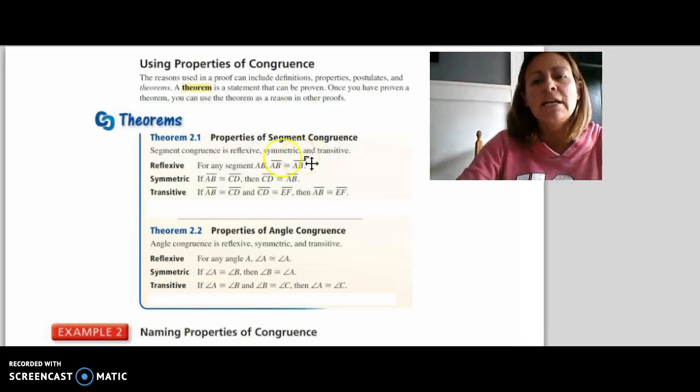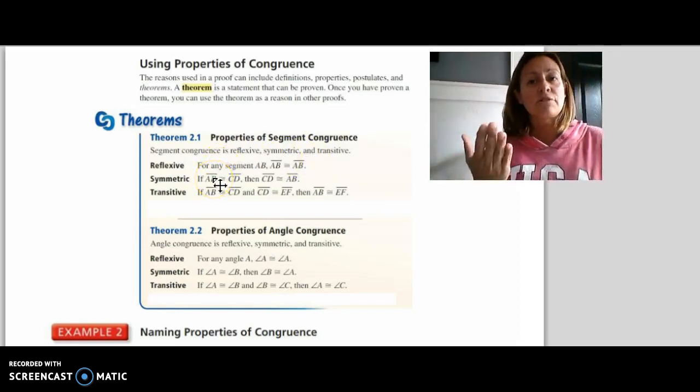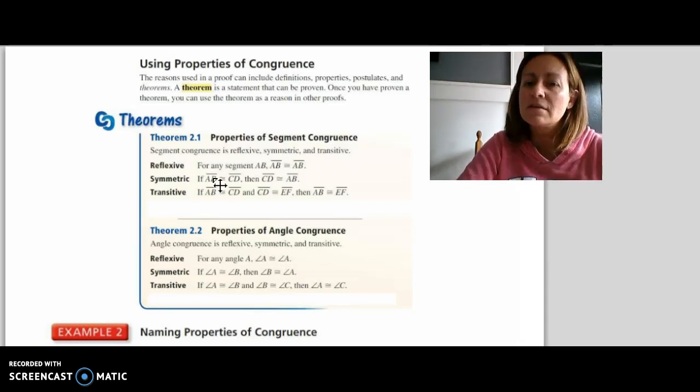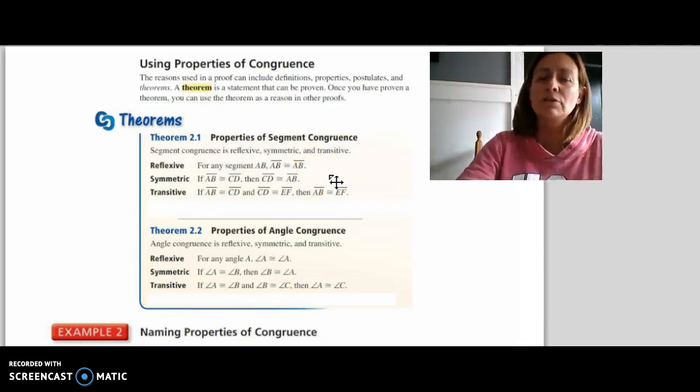Symmetric property says if two segments are congruent in one order, you can also state their congruence in the other order. You can swap them on the sides of the congruence symbol, and it's still true. If segment AB is congruent to segment CD, then segment CD is also congruent to segment AB. There's a symmetry to the congruence.